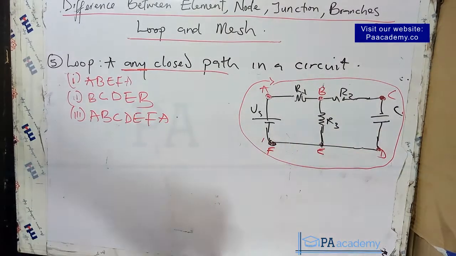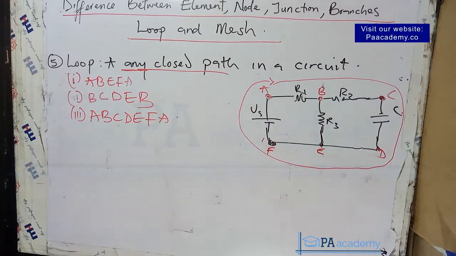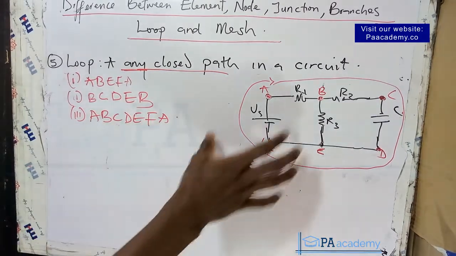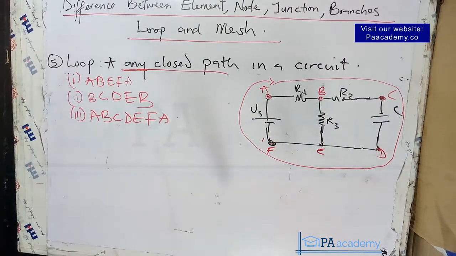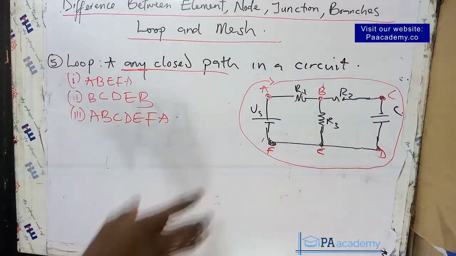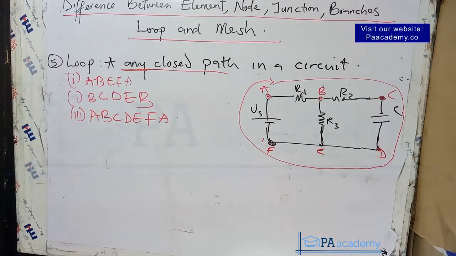So that means in this circuit now we are having 3 loops. Depending on the circuit you're given, you can have maybe 3, 4, or even more. But if you can understand how to pick it, then you won't have problems identifying the loops in any circuit. Now this is for loop. Now let's look at that of mesh.